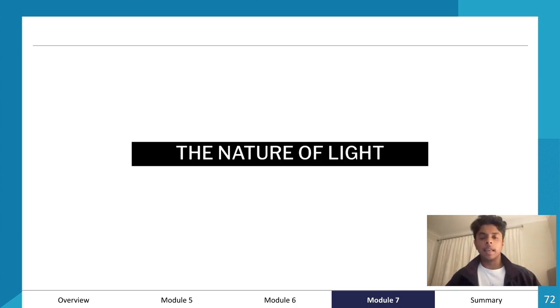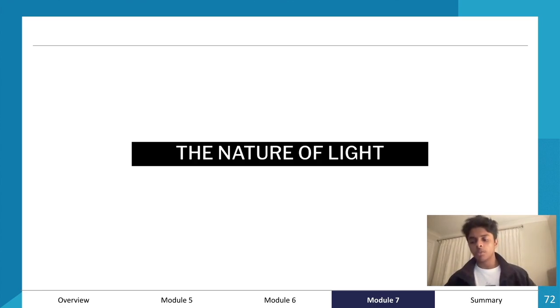So disclaimer: module 7 is very content heavy, compared to module 6 at least. We'll get to module 8 later on, or you find out later on in the year that module 8 is way more content heavy than all of the modules. But so far, module 7 out of everything that we've encountered will be the most content heavy.